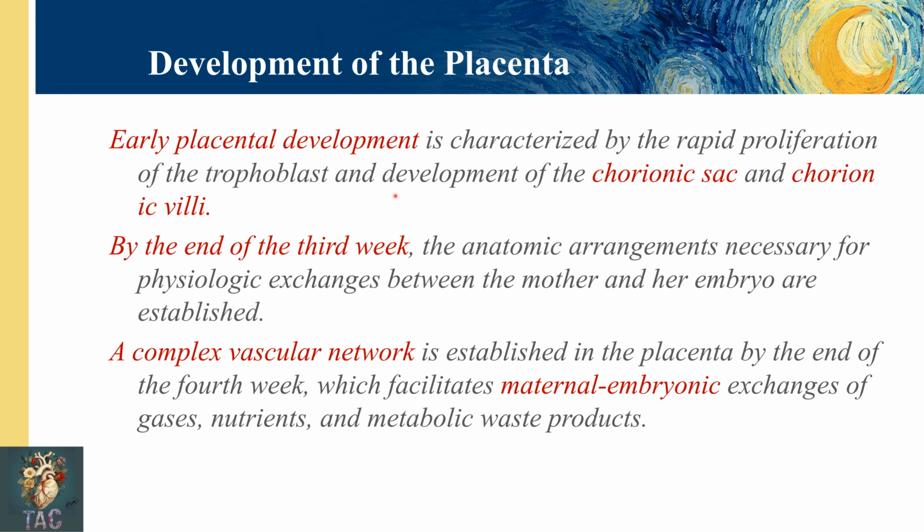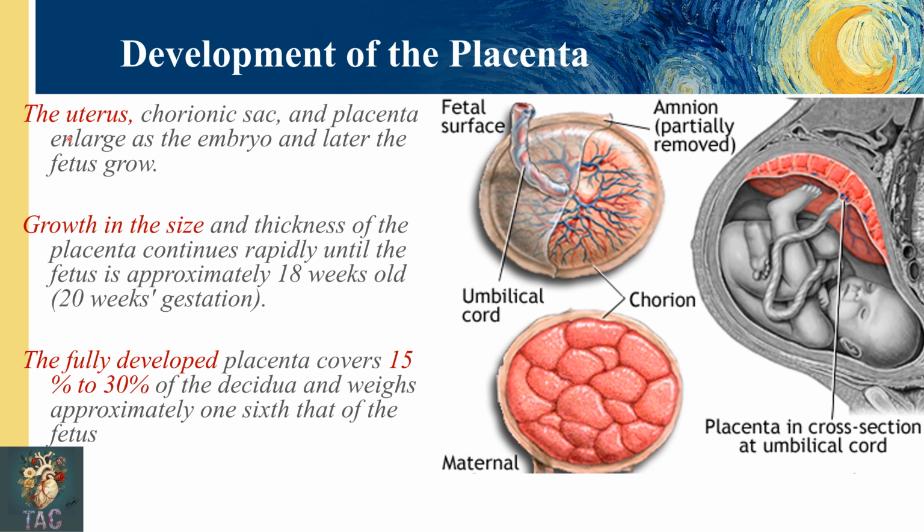So development of the placenta, as I have already told you, in early placental development is characterized by rapid proliferation of trophoblast and development of the chorionic sac and chorionic villi. So by the end of the 3rd week, the anatomic arrangements necessary for physiologic exchange between mother and embryo are established. A complex vascular network is established in the placenta by the end of the 4th week, which facilitates the maternal-embryonic exchange of gases, nutrients, and metabolic waste products. So the uterus, the chorionic sac, and the placenta enlarge as the embryo and later the fetus grows.